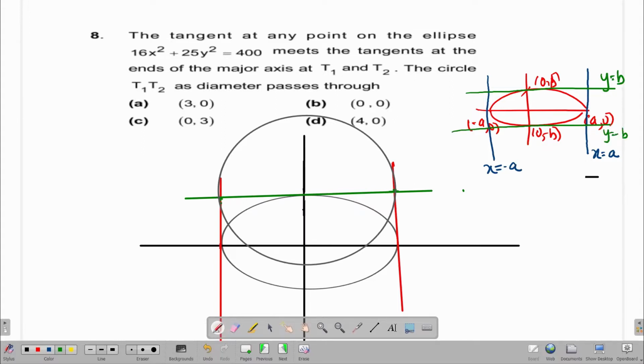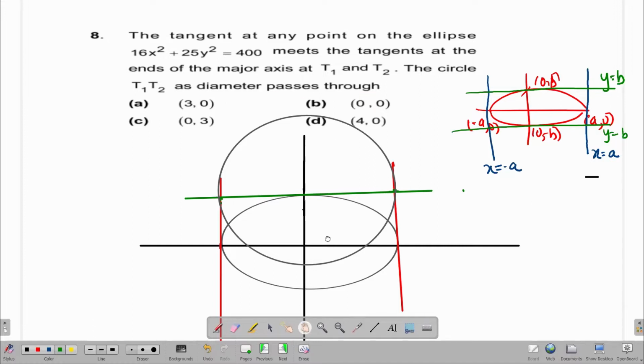So if we get a question on any tangent, we can assume any one of these four tangents, like in this question. The tangent at any point on the ellipse 16x square plus 25y square equal to 400 meets the tangents at the ends of the major axis at T1 and T2. The circle with T1 T2 as diameter passes through.